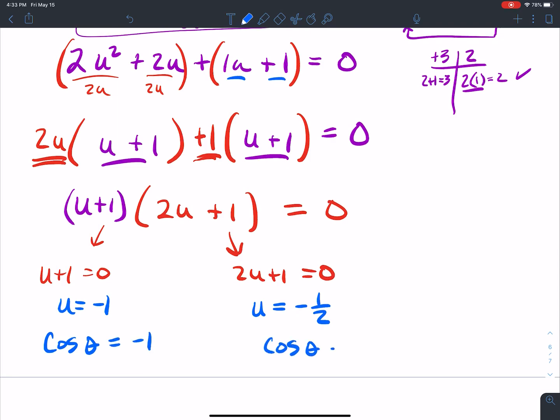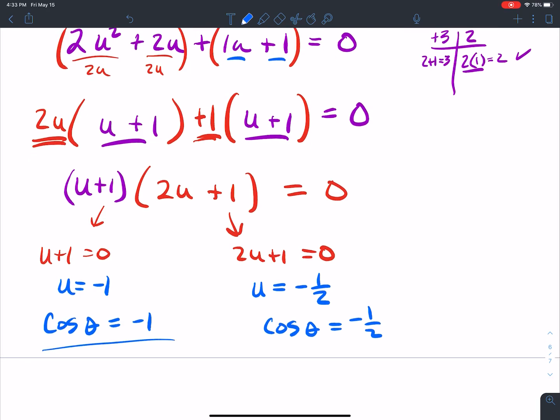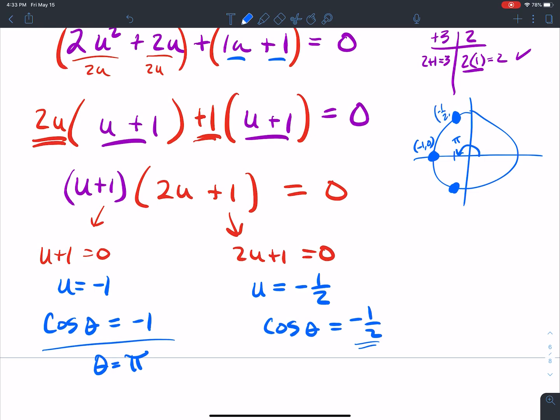Okay, so cosine theta. Now, does cosine theta ever equal negative 1? Yeah, it does on the unit circle. It equals negative 1 over here with theta equal to pi. So theta equals pi produces that negative 1. What about negative 1/2? Negative 1/2 is, I think, right here and then right here. So that's negative 1/2, square root 3 over 2 and negative 1/2, negative square root 3 over 2. Okay, so what are those angles? That angle there is, I believe, 2 pi over 3. Let me check.